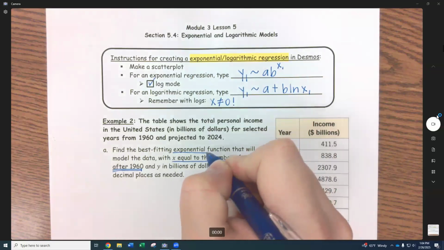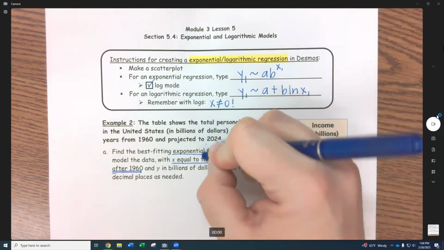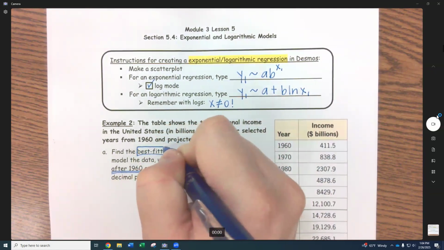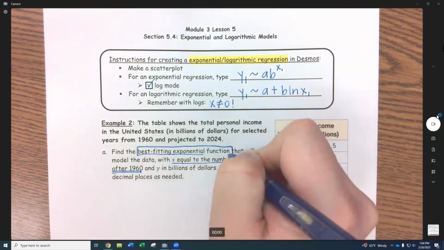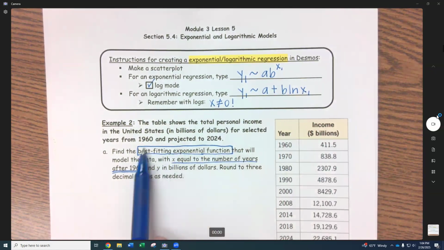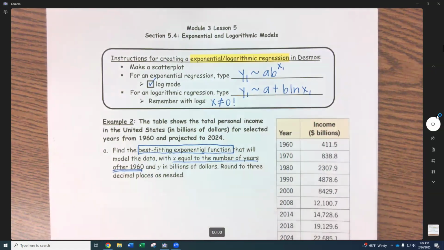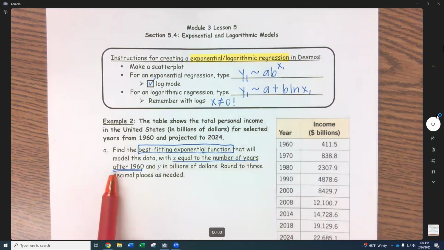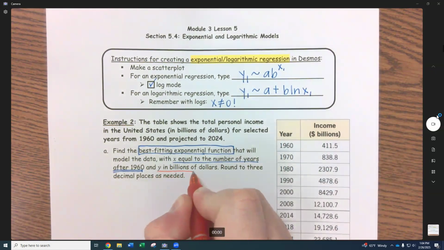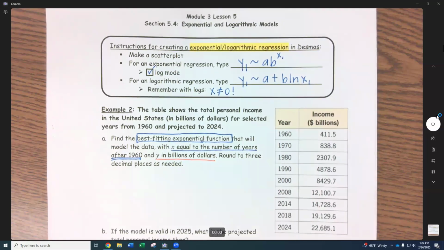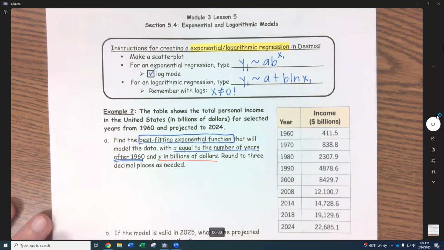And let me do this so it's not all running in together. Otherwise, I underline basically the entire problem. Okay, so they're telling me best fitting exponential function. Best fitting means a regression. They're telling me exponential. They've told me x is the number of years, double underline, after 1960. And then my y is my value of billions of dollars. We're going to round to 3 decimal places as needed.